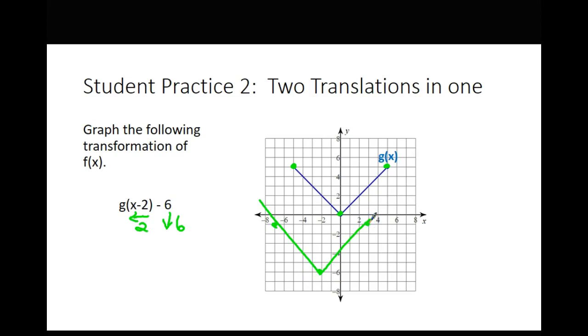Oh, did I go left? Yes. Oops. Let me try again. Right 2, down 6. Right 2, down 6. Right 2, down 6. There we go. That's right.